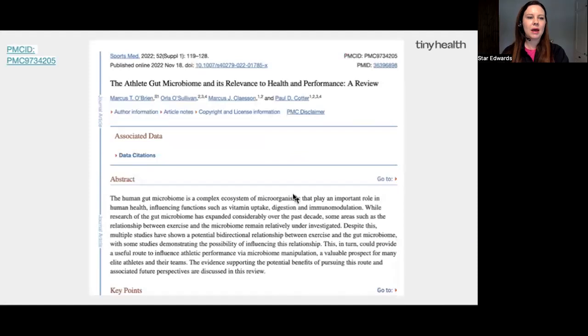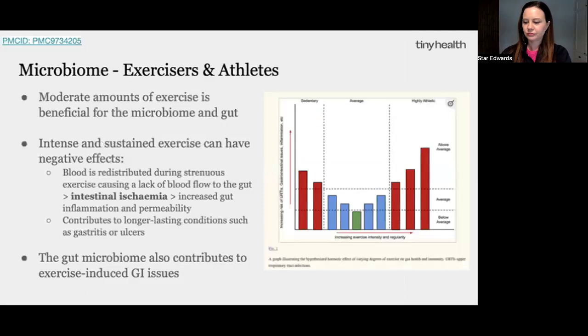Next, I want to talk about the athlete gut microbiome. And this is a really good review article that I'm going to spend a few slides on. But if you want to dig a little bit deeper and dive a little bit deeper into it, here is the information on how you can find that review article.